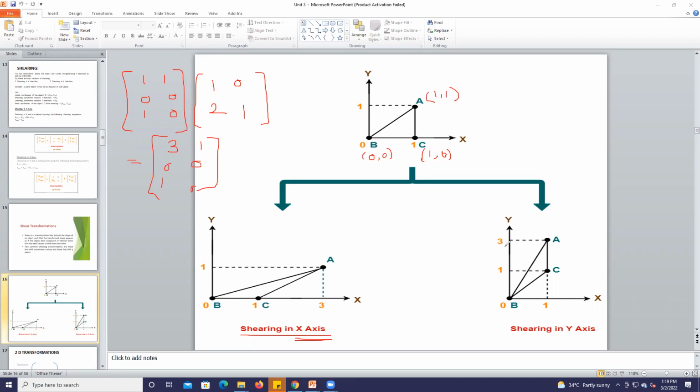So now can you tell me the shear factor along y-axis? Or the shear matrix, T matrix for shearing along y-axis with shear factor equal to 2.